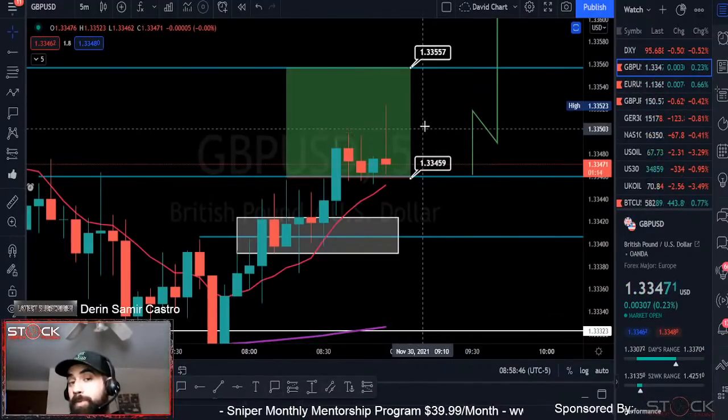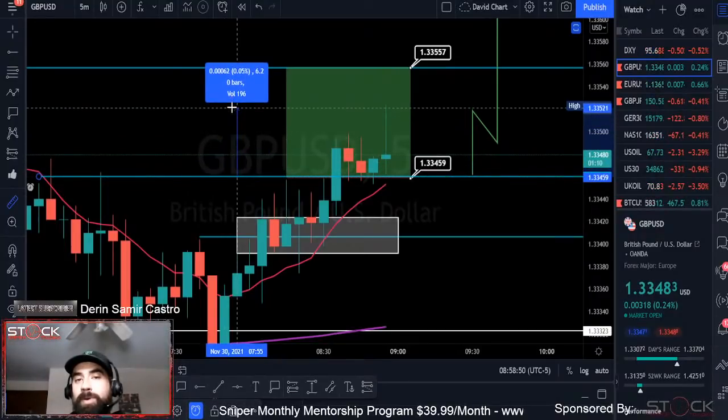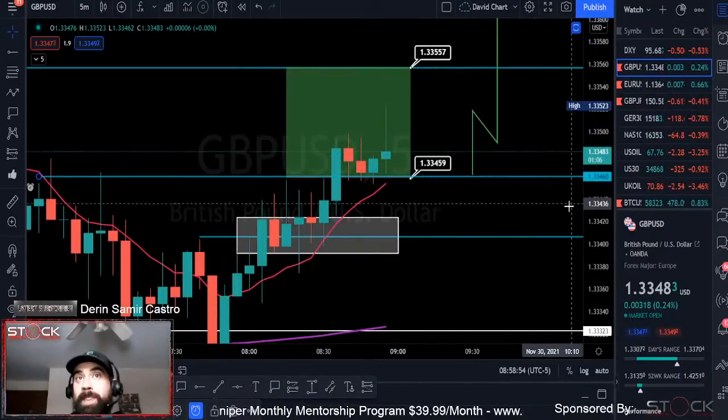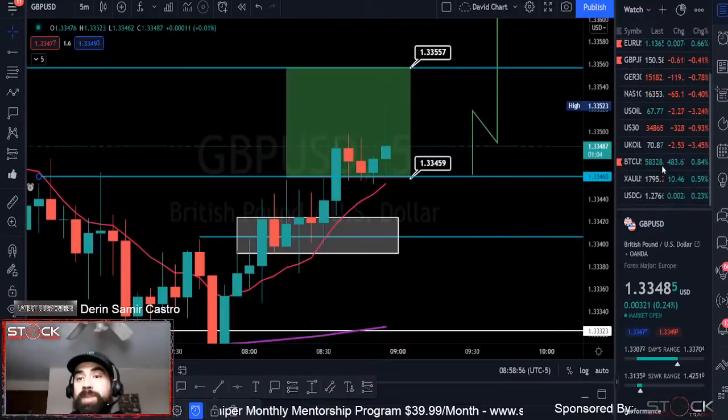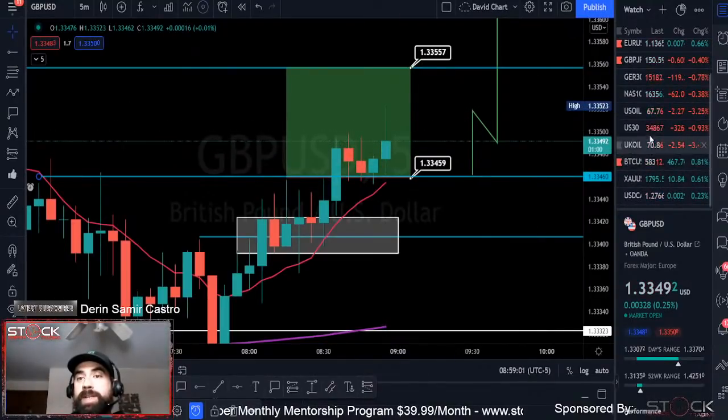And I wish we had watched GBP USD because that trade had run. It ran about 6 pips. So let's now see if we can start to get this wick fill. Let's see if we can get this wick fill here.